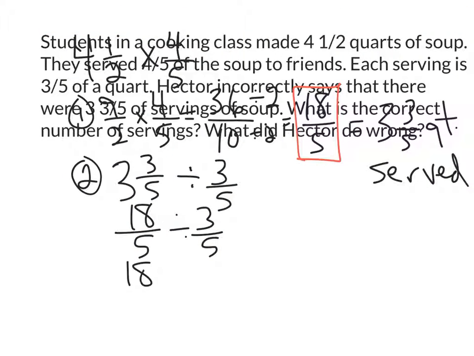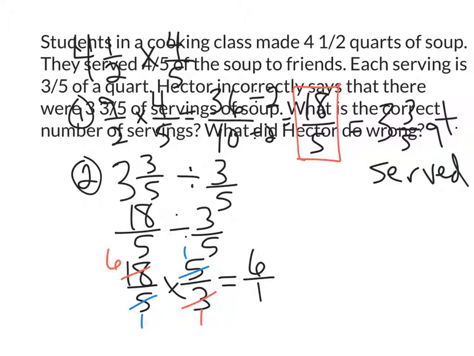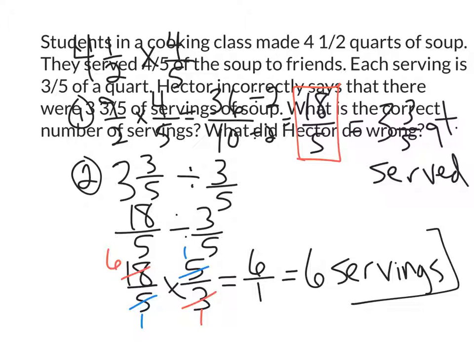So keep, change, reciprocal, make sure we do that part. And then you could reduce these if you wanted to. The 5s we could reduce down to 1s. The 3 and the 18 you could reduce by 3. And then that's 6/1, which is the same as 6. So 6 servings.